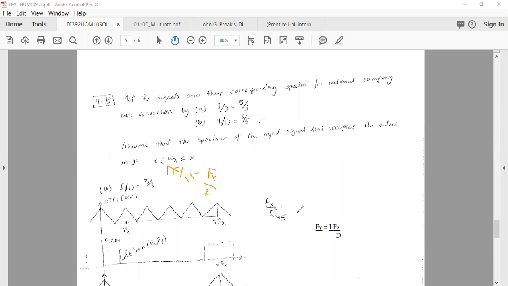If we were to represent the spectrum of x of n, we'll get a triangle ranging from negative f of x upon 2 to f of x upon 2, so the values over here will be f of x upon 2 and negative f of x upon 2, right? Now let's try to understand what happens to this sampling.